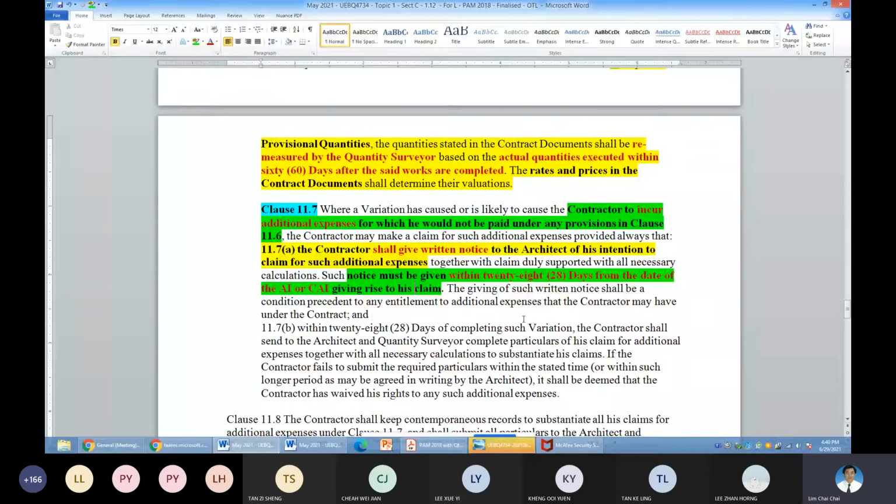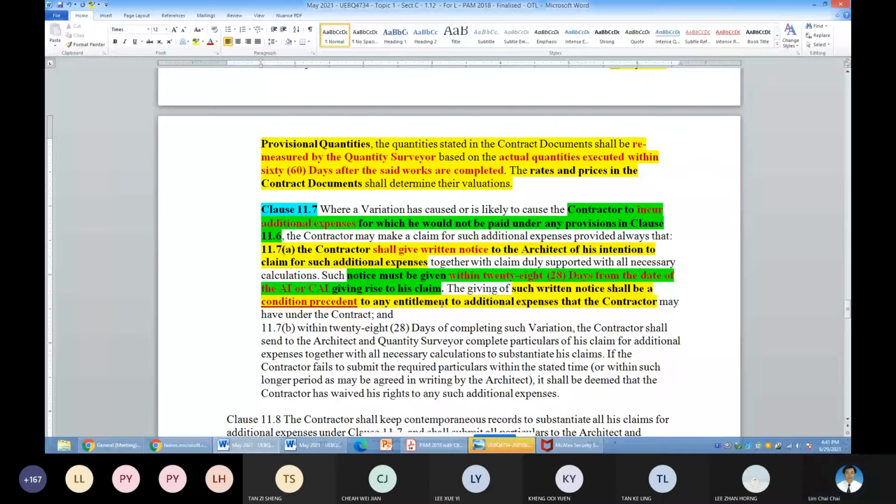Such written notice is a condition precedent to any entitlement to the additional expenses by the contractor. It's a very powerful statement here. Condition precedent means mandatory to be complied with. If it's not mandatory, then you are excusable. Okay, contractually, I'm talking about contractually. If you don't follow this, your contractual right to the claim is extinguished.